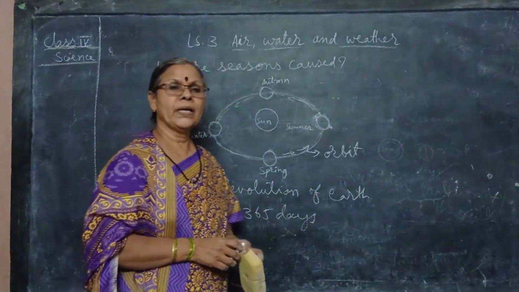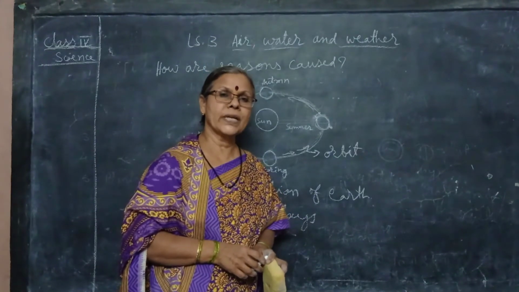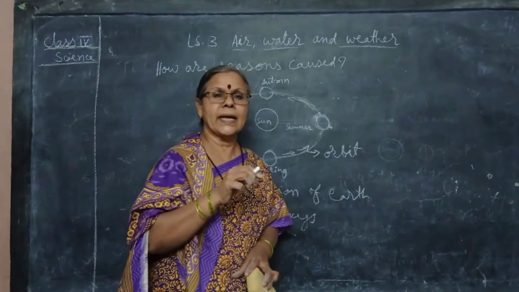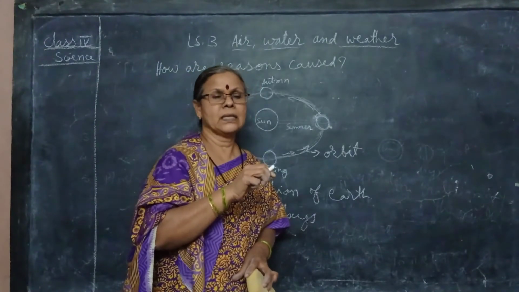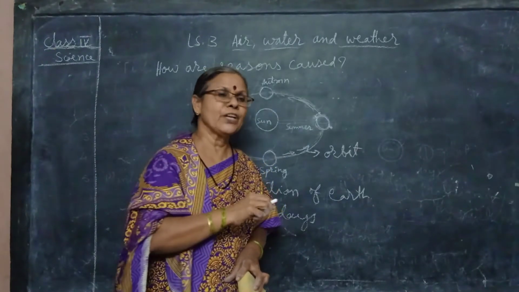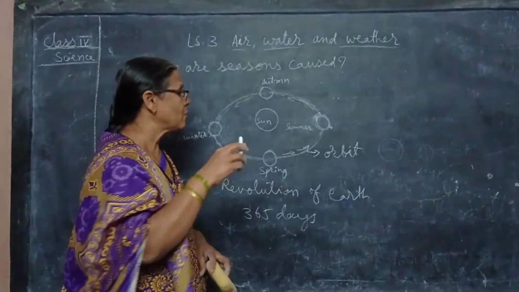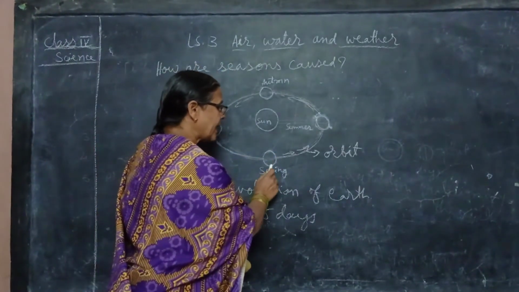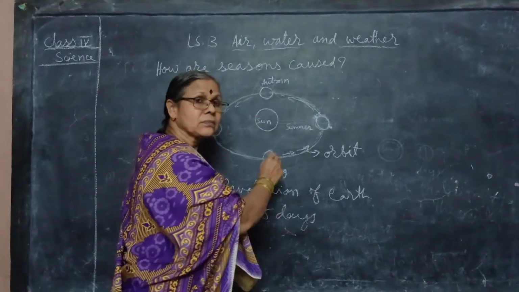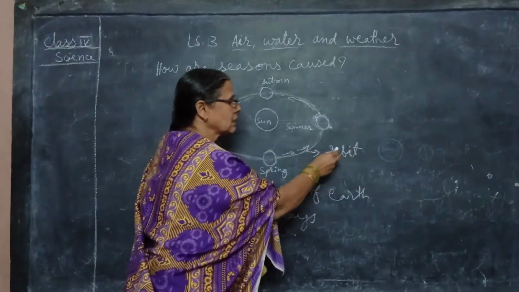The spinning movement of the earth around itself is called rotation of the earth, that is on the imaginary line. That imaginary line is the axis of rotation, and it takes 24 hours to complete one rotation. And the revolution is what? The earth moves around the sun on a fixed path called the orbit.